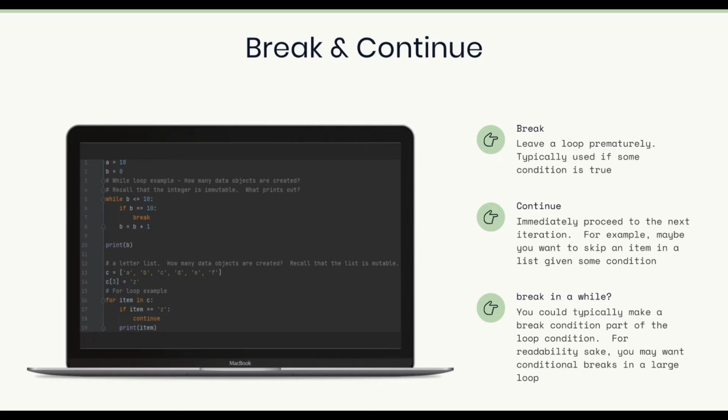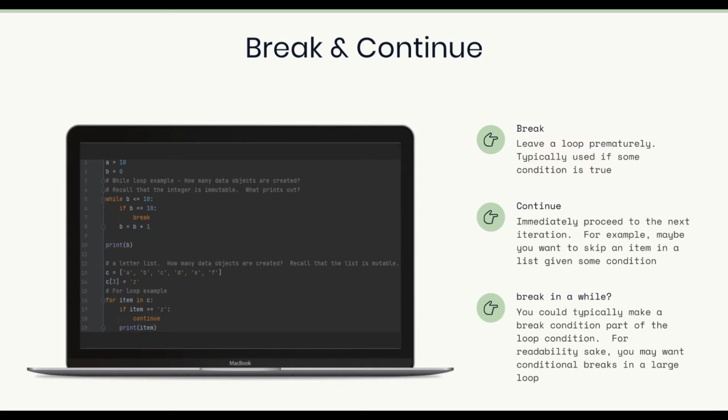Continue: immediately proceed to the next iteration. For example, maybe you want to skip an item in a list given some condition. For example, on line 18, we have the continue statement, and that's under the if statement if item is equal to Z. So when we get to the item Z in the iteration, we're not going to print that item. We're going to skip over it.